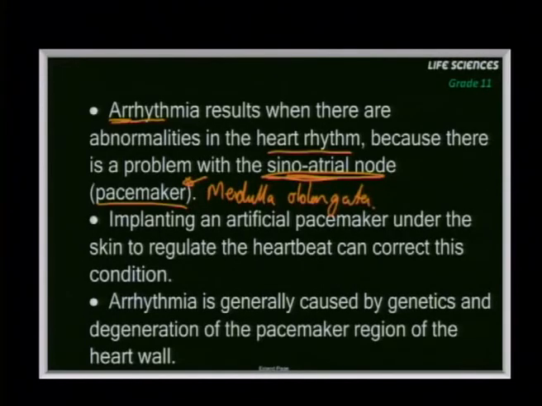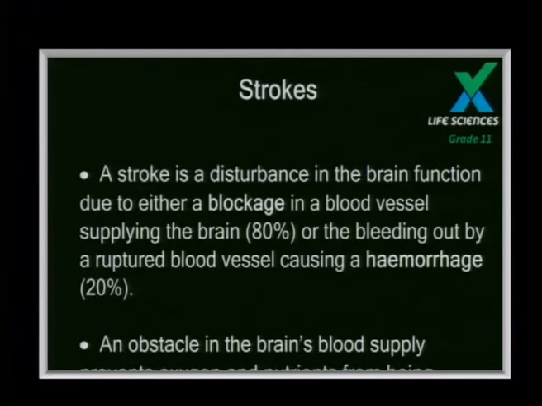Implanting an artificial pacemaker under the skin can regulate the heartbeat and correct the condition. Arrhythmia is generally caused by genetics, and also by the degeneration of the pacemaker in the region of the wall. And you will have seen in some movies, a guy walks through the scanners at the airport and it goes mad because of his pacemaker. All right, and that's in the old days when the pacemakers were quite a huge thing. Now they aren't.